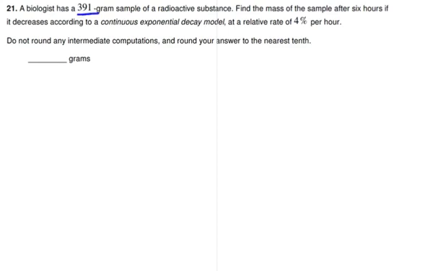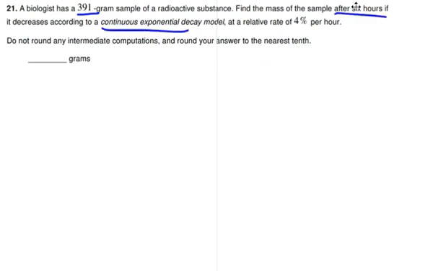All right. This problem here is one of these exponential decay model problems. A biologist has a 391 gram sample of radioactive substance. Find the mass of the sample after 6 hours if it decreases according to this continuous exponential decay model at a rate of 4% per hour. Do not round in intermediate computations. Round your answer to the nearest tenth.